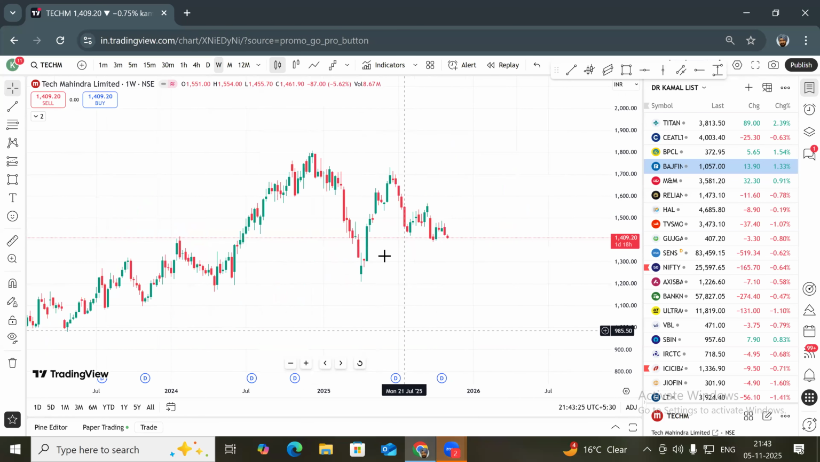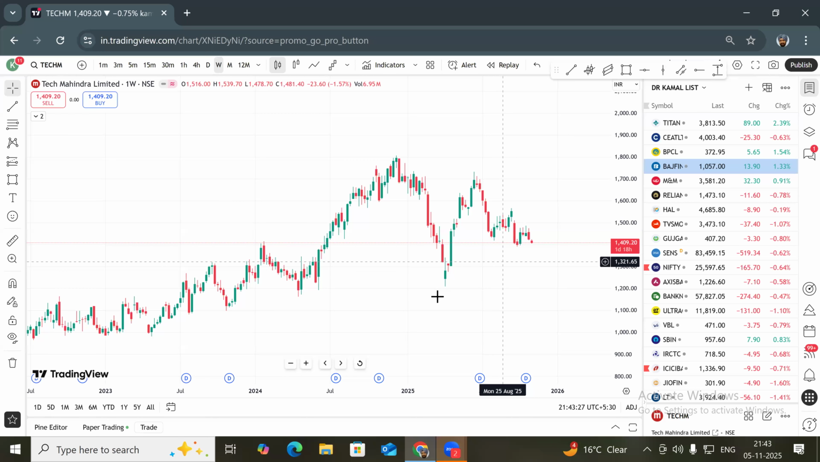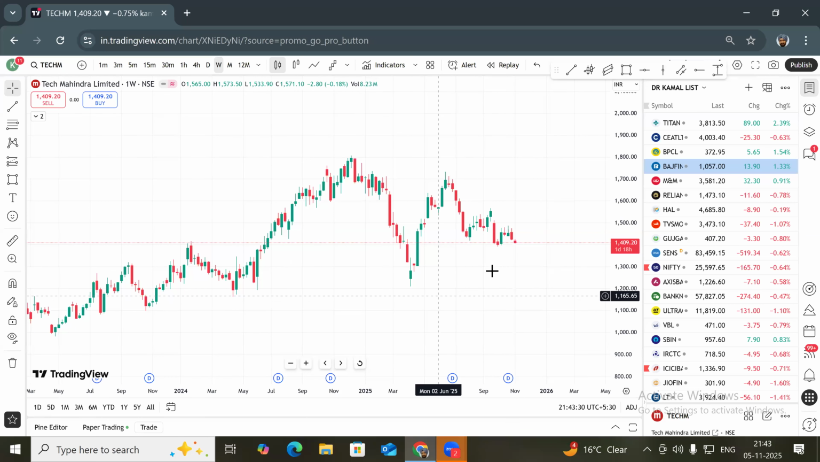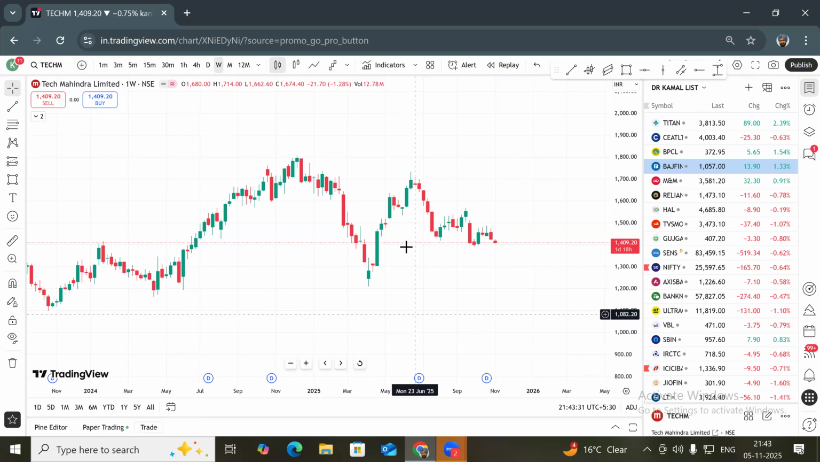Now what is happening in Tech Mahindra? Anybody can tell me? Anybody wants to mark support and resistance in it? We'll mark it on candlestick itself.